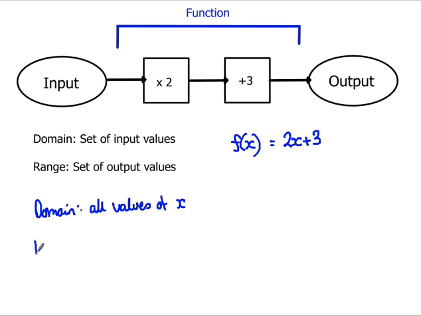So now let's have a look at the range. Let's say we used all of those values of x. You should be able to see that there's absolutely no restriction either on the values that would come out. So we could also say that we can have all values of f of x that will come out of the function.